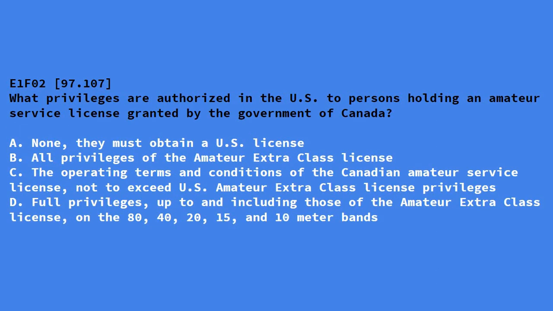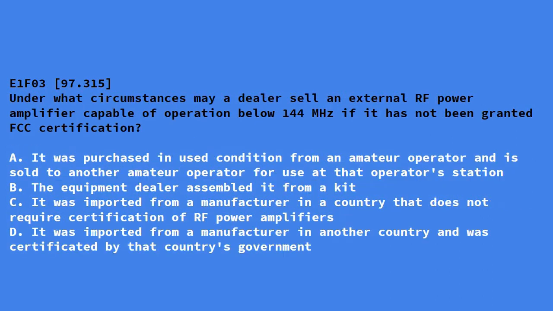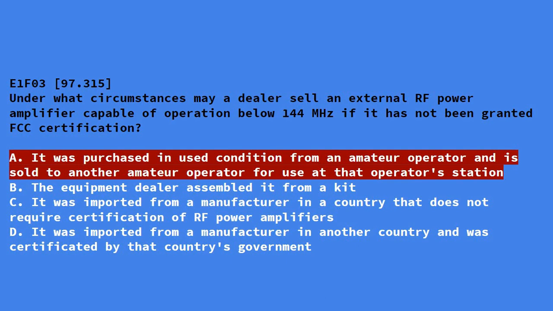E1F02, what privileges are authorized in the U.S. to persons holding an amateur service license granted by the Government of Canada? Answer is the operating terms and conditions of the Canadian Amateur Service License not to exceed U.S. Amateur Extra Class License privileges. E1F03, under what circumstances may a dealer sell an external RF power amplifier capable of operation below 144 MHz if it has not been granted FCC certification? Answer is, it was purchased in used condition from an amateur operator and is sold to another amateur operator for use at that operator's station.